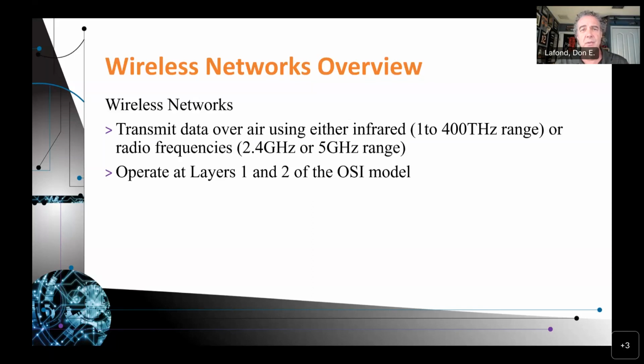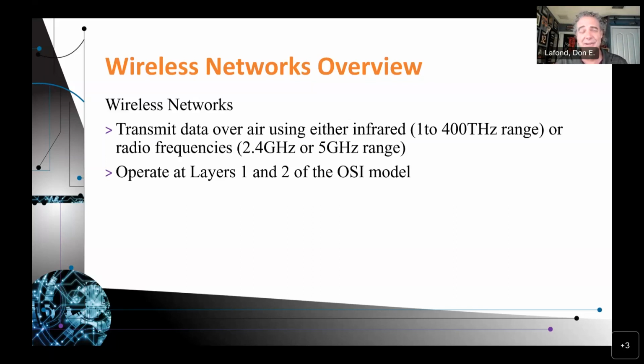They operate at layers 1 and 2 of the OSI model. Remember, we talked about the OSI model. Layer 1 is physical, and you would think copper or fiber, but in reality, wireless is a physical layer protocol, so you can send information wirelessly at the physical layer.